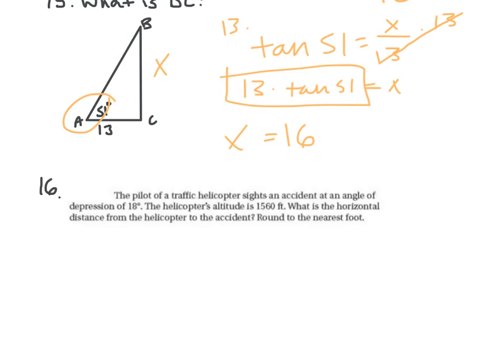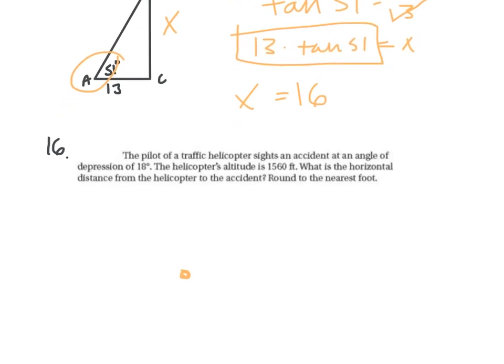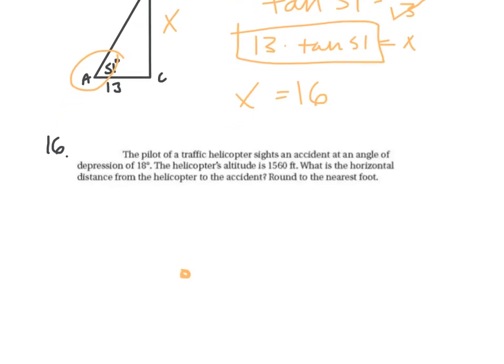Okay. The pilot of a traffic helicopter sights an accident at an angle of depression of 18 degrees. The helicopter's altitude is 1,560 feet. What is the horizontal distance from the helicopter to the accident? Round to the nearest foot. So we have the pilot of a traffic helicopter. So let's say he's down here. And he sights an accident at an angle of depression of 18 degrees. So if he's looking down, he needs to be looking down because it says the angle of depression of 18. So this is going to be 18 degrees.